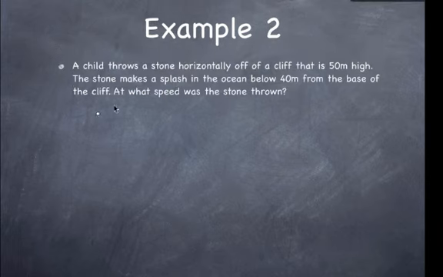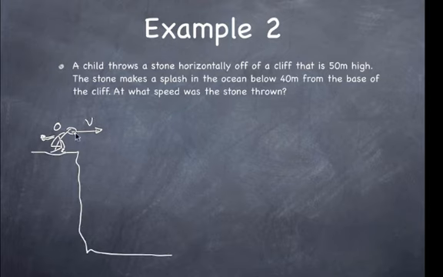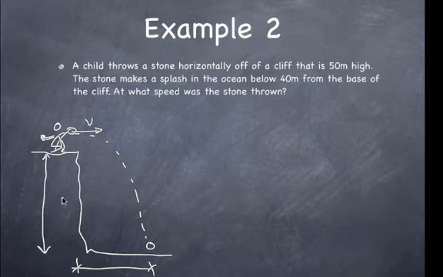So example number 2, we have a child throwing a stone off of a cliff. So here's our stone, hand going back there, boom, there's our stone coming off this way. So that's our velocity. Here's our cliff. And that stone comes down here and lands somewhere over here. So the information that we are given is that this cliff is 50 meters high, so D is equal to 50 meters. And it lands and makes a splash over here in the ocean at 40 meters away.